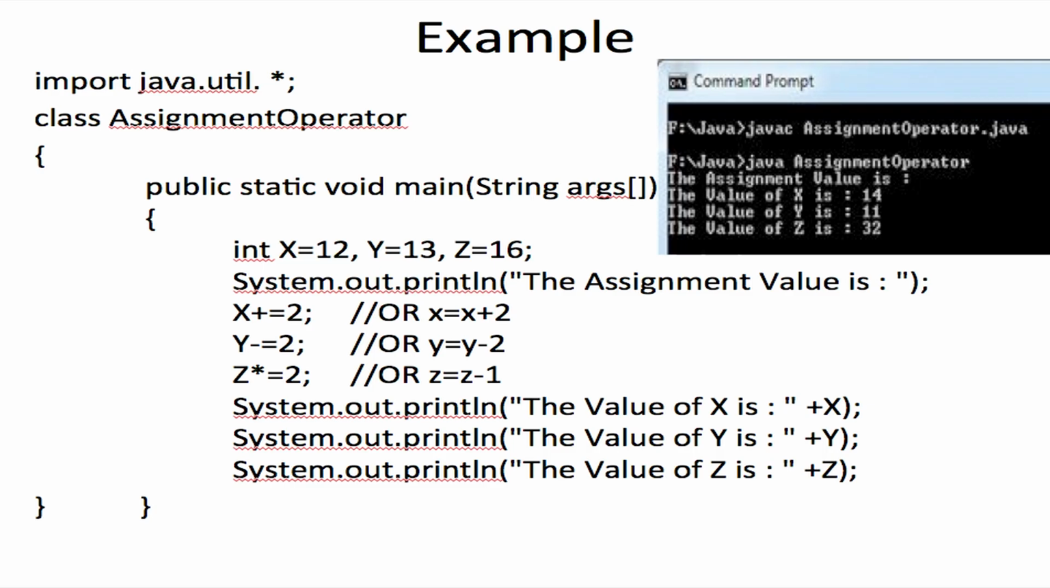But before displaying, you can see here x plus equals 2, which means x equals x plus 2. So this plus-equals sign represents an assignment operator. I have given in the comment line that it is equal to x equals x plus 2. See the another line, y minus equals 2, which means y equals y minus 2. In the third line you can see z multiply equals 2, which means z equals z multiply 2. In this line it is misprinted. So z equals z multiply 2.